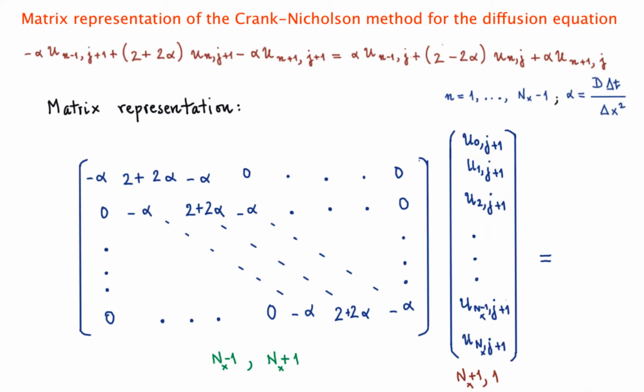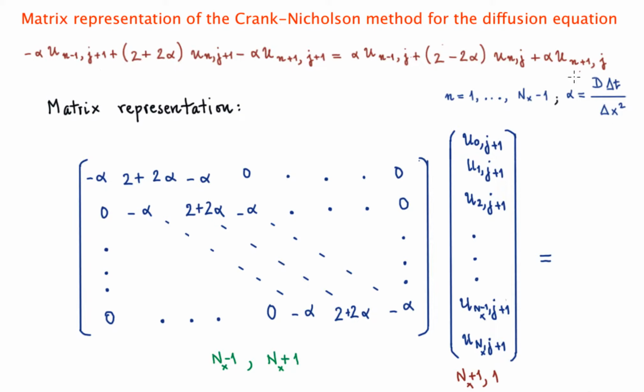As it happens with the full implicit method, the matrix representation for the Crank-Nicolson method is going to be extraordinarily useful in order to apply this finite difference method. So this is the finite difference representation we got for the Crank-Nicolson method. Here n runs from 1 to nx minus 1, so we have nx minus 1 equations like this one, which we have to apply for all the different j times.